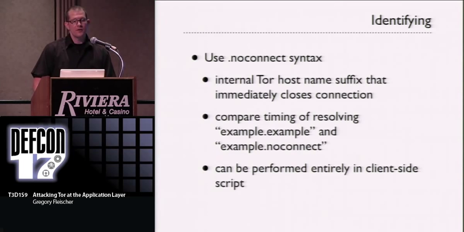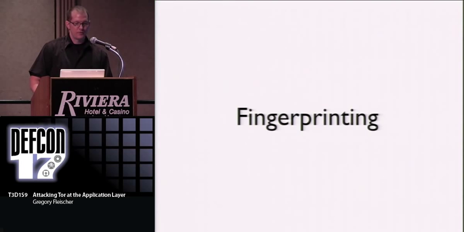So there's another internal special syntax that Tor uses, which is .noconnect. And you can use this to test the speed at which you resolve DNS names that end in .noconnect. .noconnect is essentially a no-op operation. As soon as you request an address ending in .noconnect, Tor immediately closes it. Now, if you're actually requesting host names over DNS, even those host names going to a local DNS resolver are still going to take more time than it takes for Tor to close your socket. So you can use these timing discrepancies to actually identify somebody if they're using Tor. And what's attractive about this is it's entirely on the client side, entirely in JavaScript.